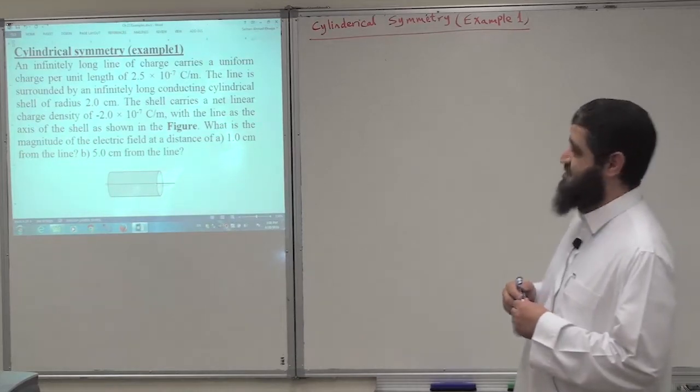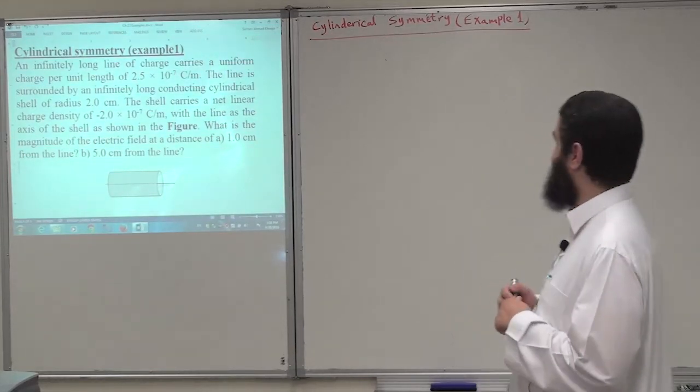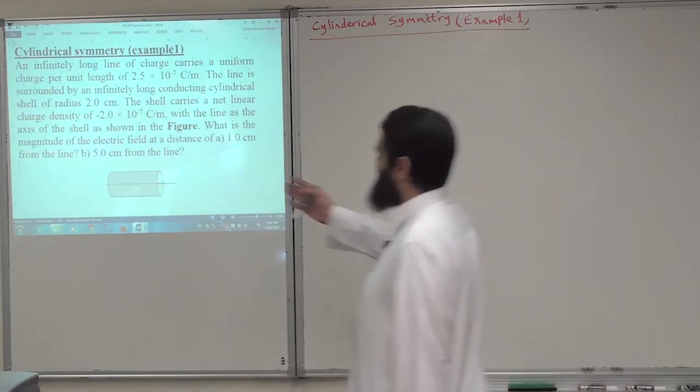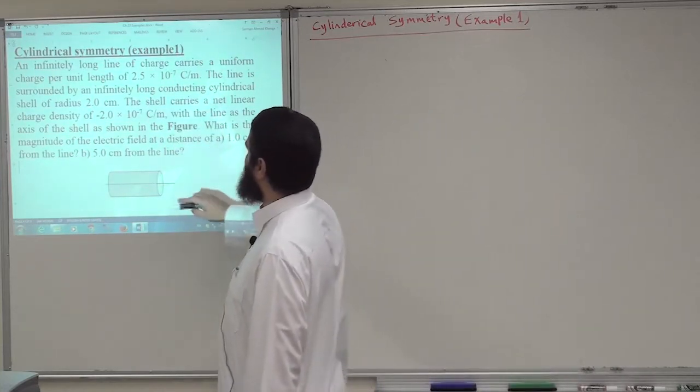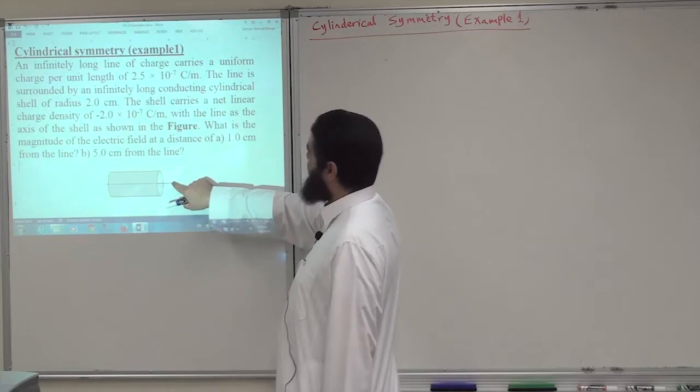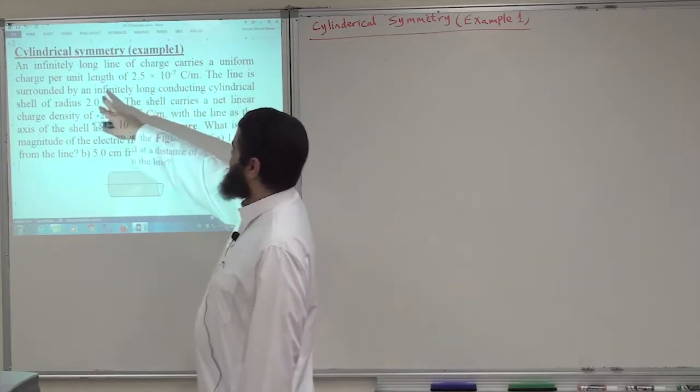Now it is time to start the application of Gauss law on cylindrical symmetry. This is one of the old exam problems. An infinitely long line of charge, which is this one, carries a uniform charge per unit length.